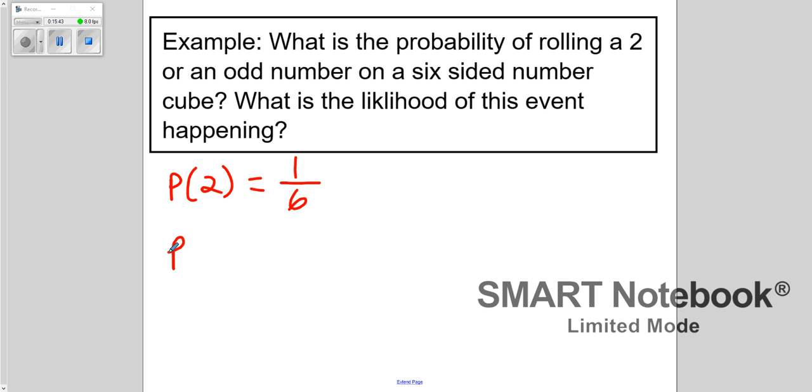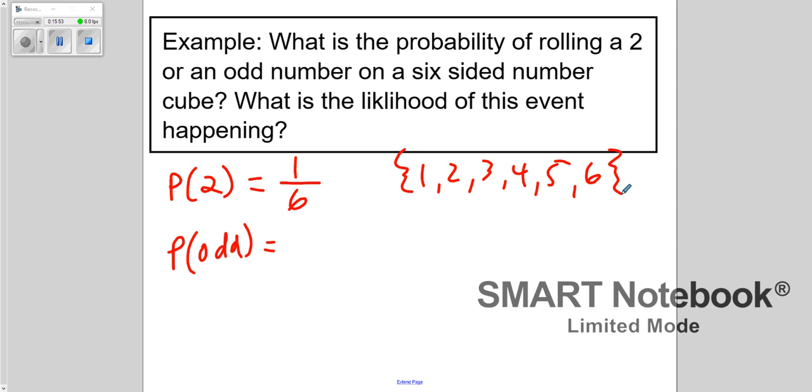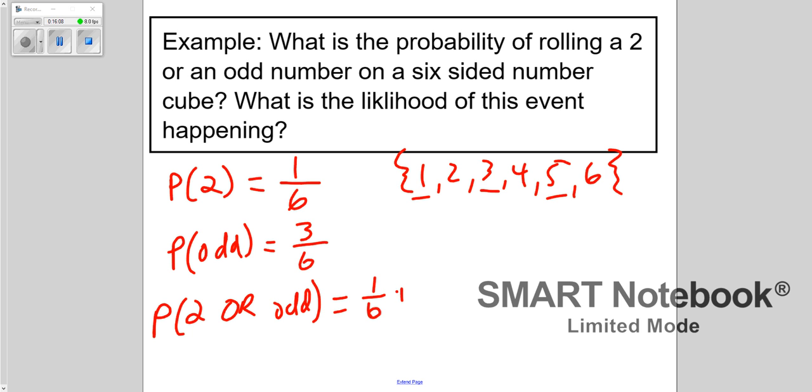And then we have to figure out the probability of getting an odd number. Well, remember on a dice, if I list out all the possibilities, how many of them are odd? 1, 2, 3. So that would be 3 out of 6. So then if I want the probability of 2 or odd, remember all you do is you take each probability and you add them together. Notice I did not simplify the odd one because I knew we were going to add them together and I like them to have a common denominator. Normally I would simplify it.